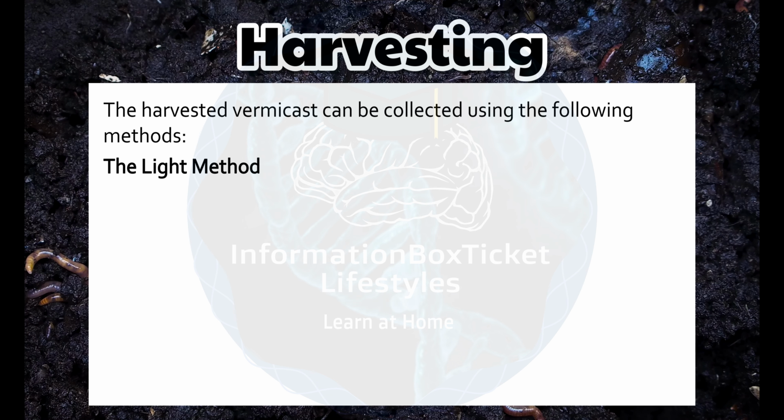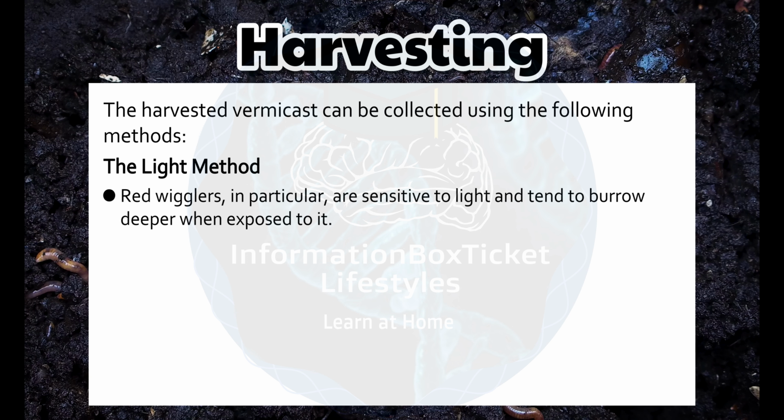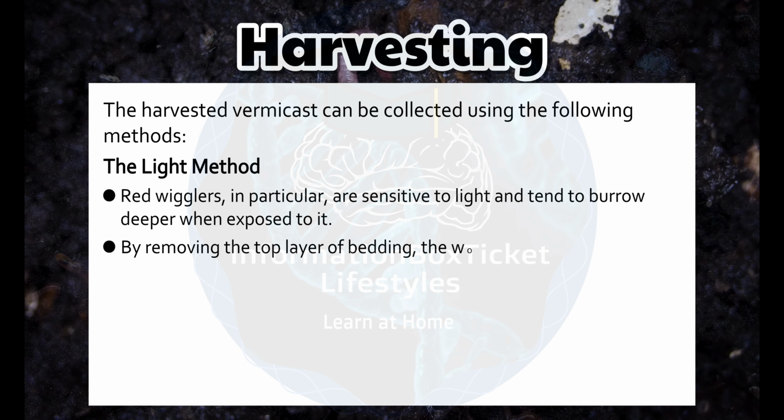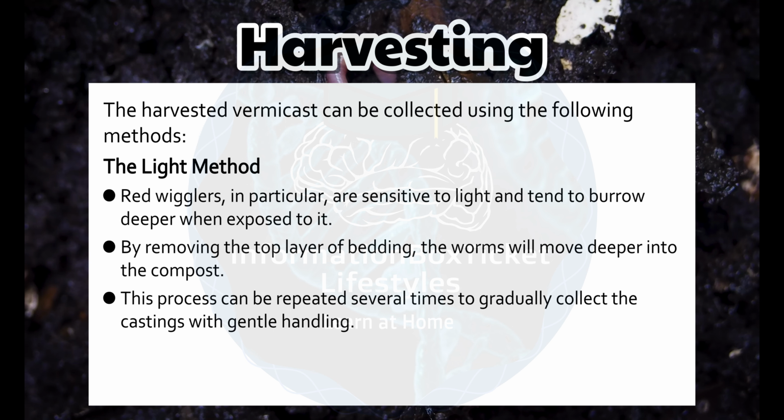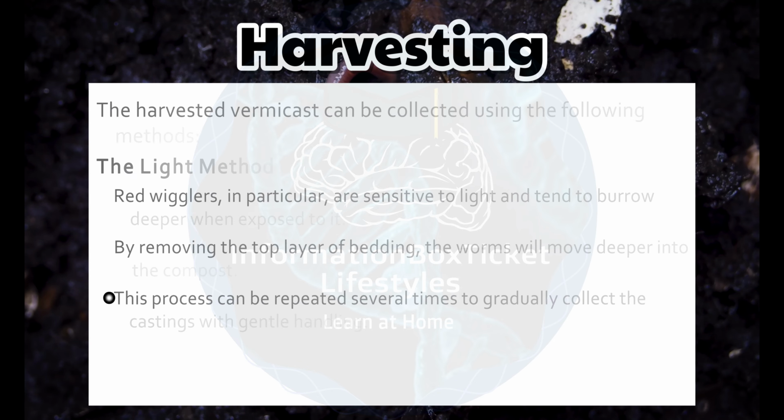The light method. Red wigglers, in particular, are sensitive to light and tend to burrow deeper when exposed to it. By removing the top layer of bedding, the worms will move deeper into the compost. This process can be repeated several times to gradually collect the castings with gentle handling.